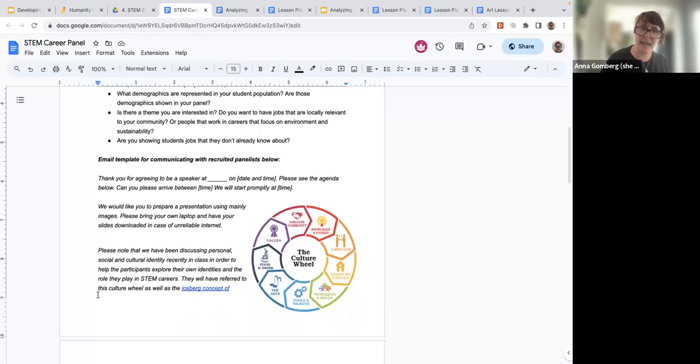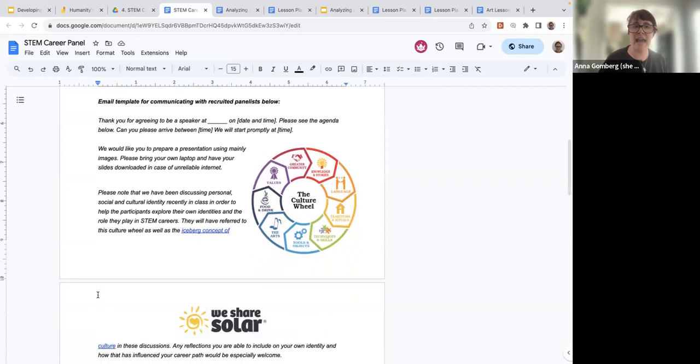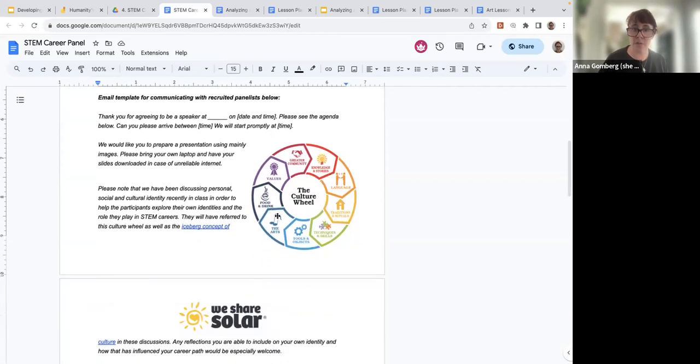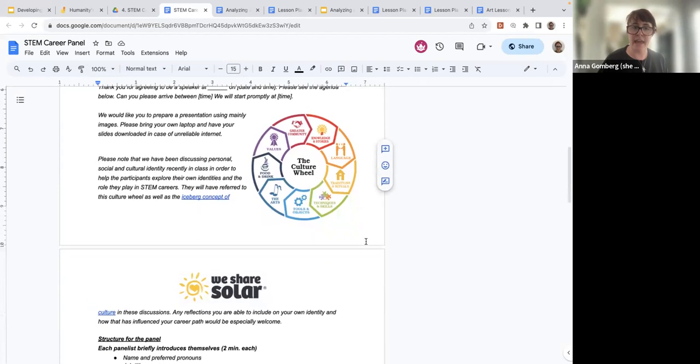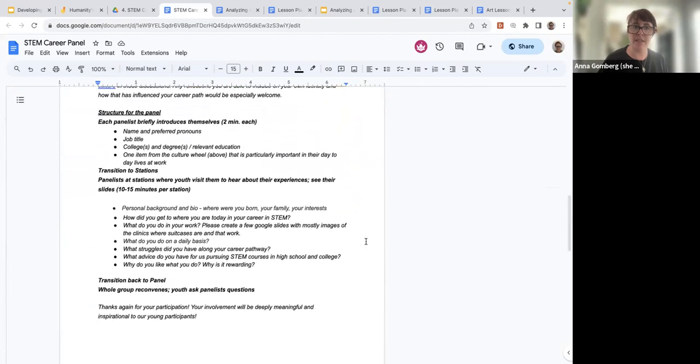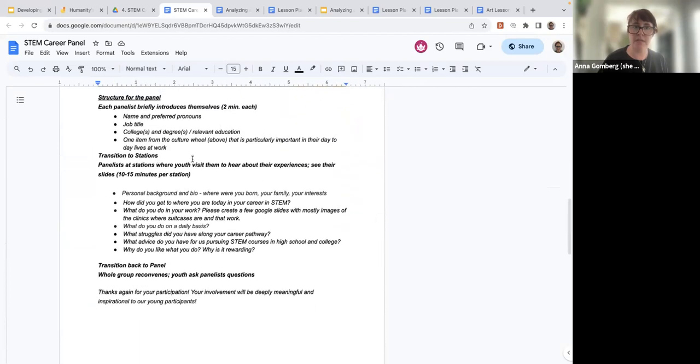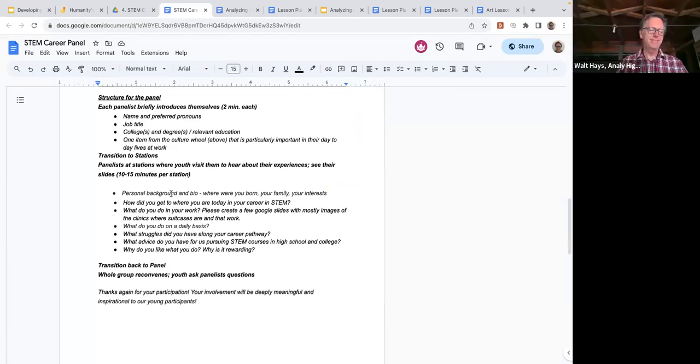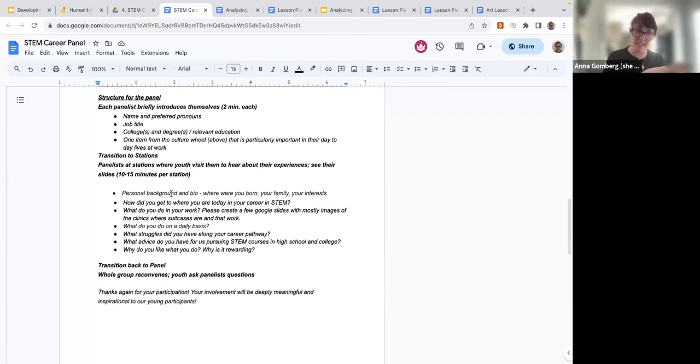So there's an email template. I had them, when they introduced themselves, actually talk about their identity right off in terms of culture. We had an initial panel where they introduced themselves and talked about their work, and then we had them at small stations. I'm sure you both know you can't have kids sitting in a room for an hour listening to a bunch of adults just talk. So we made the adults work way harder. They basically had a presentation that they gave 4 times, and the kids went in small groups, so it was much more personal and easier for them to ask questions.